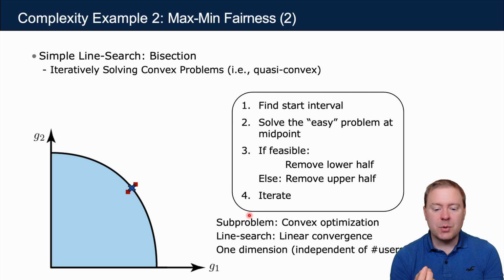It's a line search procedure with linear convergence, and it's going to be a one-dimensional problem independently of how many users we're having, because we're always searching along a line in 2 dimensions or 3 dimensions or 4 dimensions and so on. So this is an efficiently solvable problem known as the bisection algorithm.